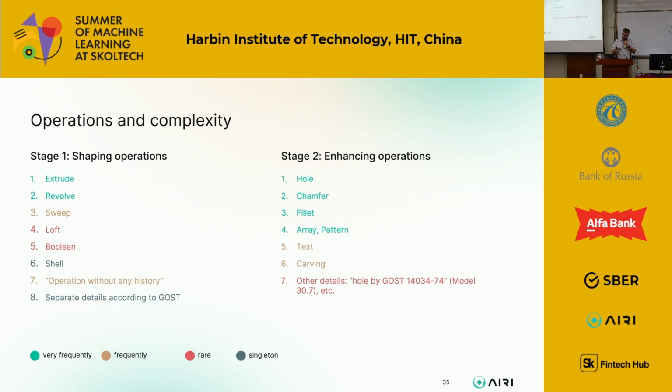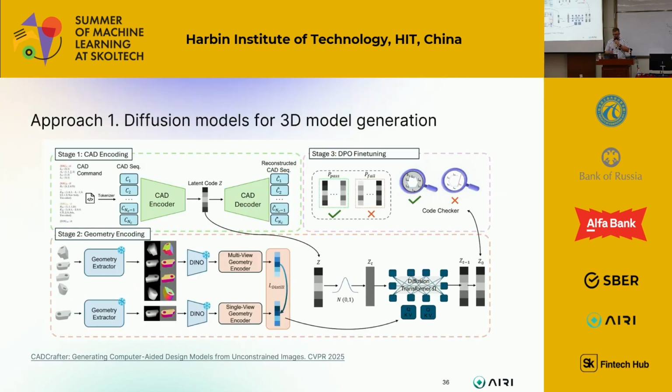There are also some enhancing operations, so shaping and enhancing the shape, like filleting, chamfering, and so on. There are two existing approaches. The first one is based on diffusion models. So we have the input CAD command structure on stage one. It's the top left of the slide, which is using a tokenizer, and is represented as the latent code. And this latent code is a fixed representation of the code structure.